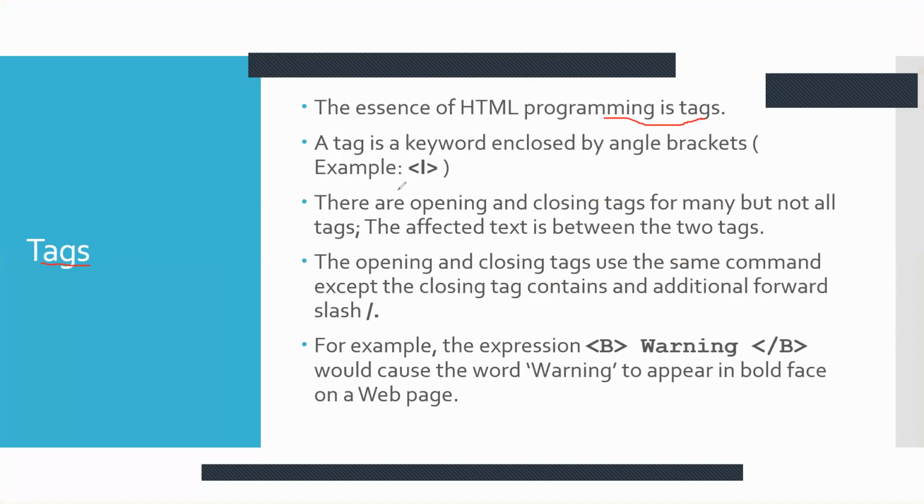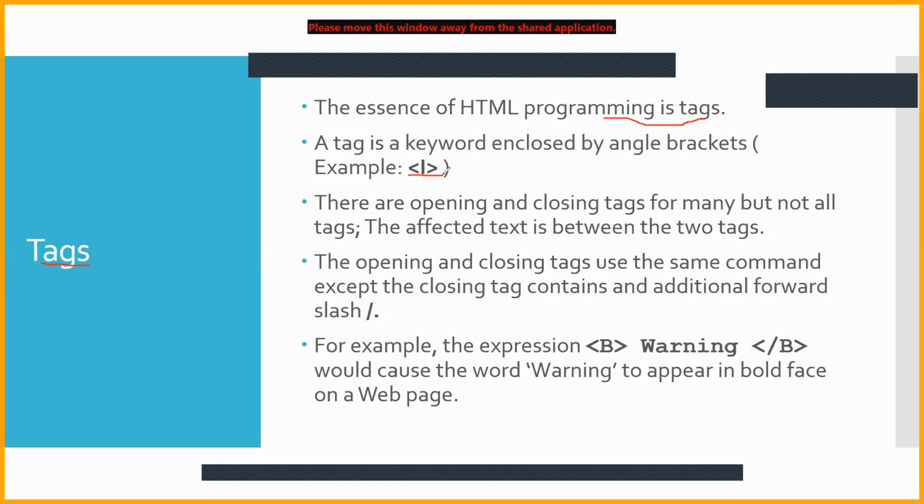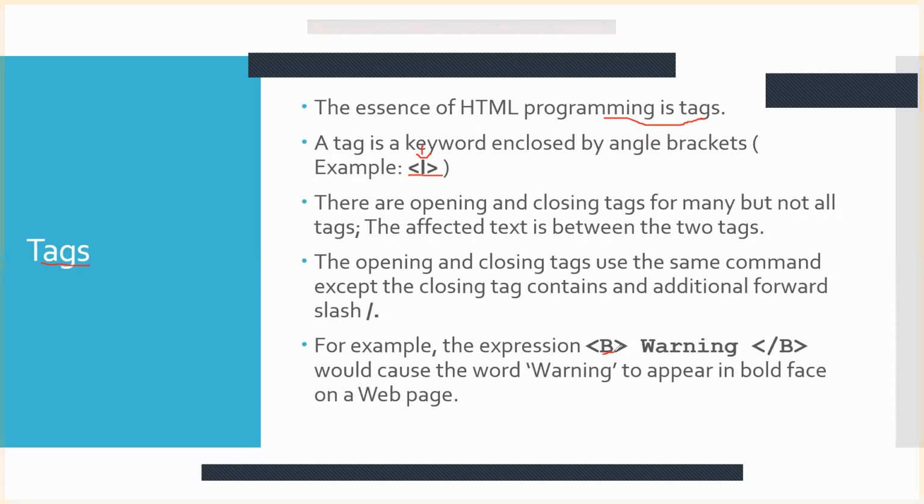Now the question is how a tag is represented. It has a less than and a greater than sign. Using these we make a tag, and in between we write different tag names, which have different meanings. For example, if we write I, it represents italic. If we write B, it represents bold. We will learn the different tags in upcoming sessions.